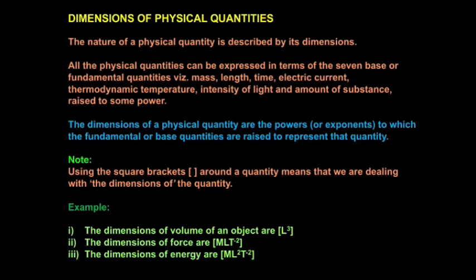See the screen. All the physical quantities can be expressed in terms of 7 base or fundamental quantities. Already you know them: mass, length, time, electric current, temperature, intensity of light and amount of substance. This is called fundamental quantity.